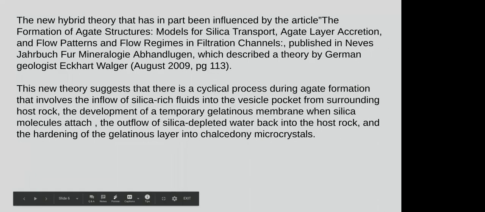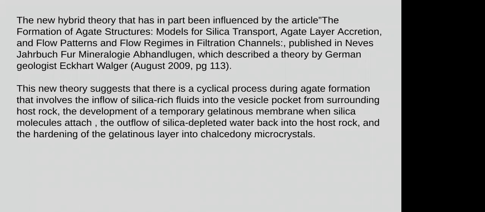The new hybrid theory that has in part been influenced by the article, The Formation of Agate Structures, Model for Silica Transport, Agate Layer Accretion, and Flow Patterns and Flow Regimes and Filtration Channels, which described a theory by German geologist Wagler. This new theory suggests that there is a critical process during the agate formation that involves the inflow of silica-rich fluids into the vesicle pocket from surrounding host rock, the development of a temporary gelatinous membrane when silica molecules attach, the outflow of silica-depleted water back into the host rock, and the hardening of the gelatinous layer into chalcedony microcrystals.